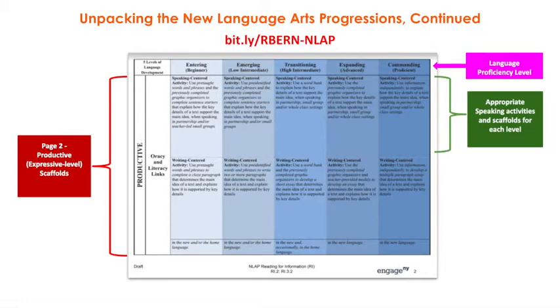So as you go up through the gradients, the speaking-centered activities become less scaffolded, but this is not to say that as you go up to expanding and commanding, students may not need to sometimes go back to using transitioning, emerging, or entering scaffolds. You really do have to use your judgment as a teacher at times because the scores that determine these levels are composite scores, which means that students' levels in each modality may be different than their overall proficiency level.